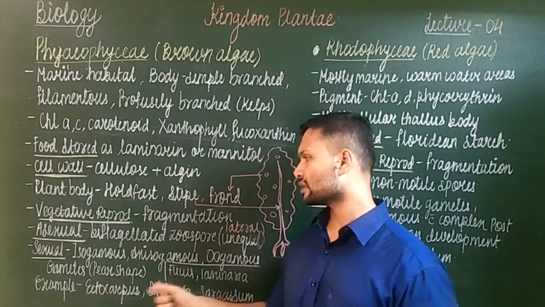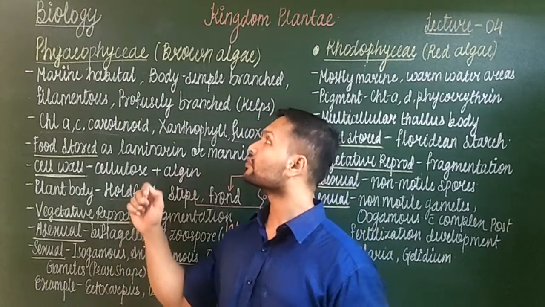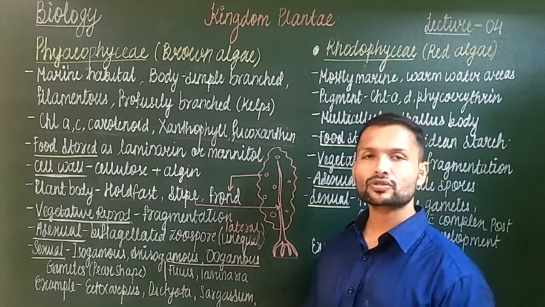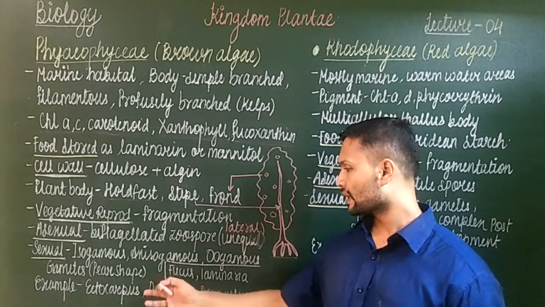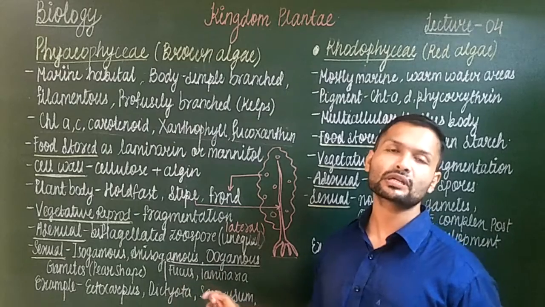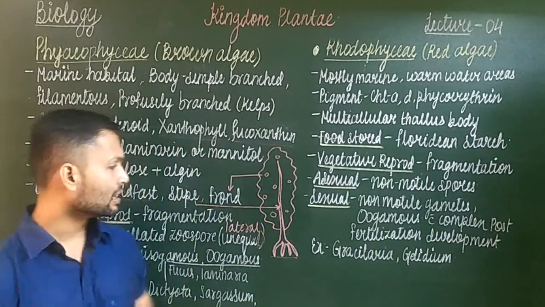The gametes that are formed are pear shaped, so you can remember this. That is one of the features of Phaeophyceae. And last but not the least are the examples. So Ectocarpus, which you can see over there, then Dictyota, then Sargassum, Fucus, and Laminaria. So these are a few examples of brown algae.